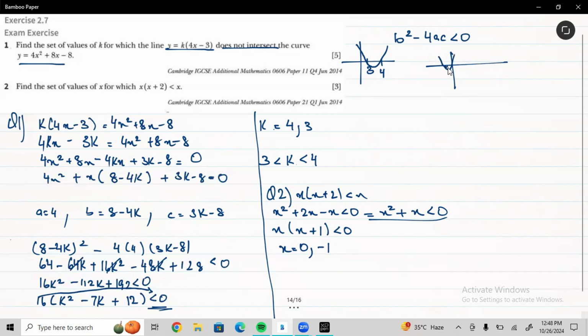What we need is the values which are lesser than 0, which means this region. So x is going to be greater than -1, but x is lesser than 0. And that's it. This is it for question number 2. This was really simple. Proceeding on to question number 3.